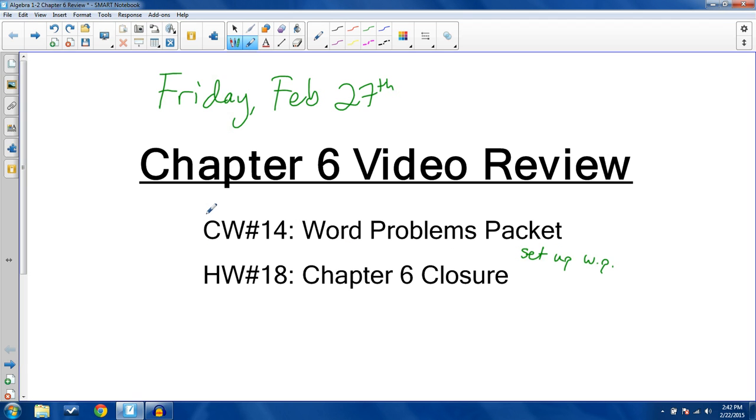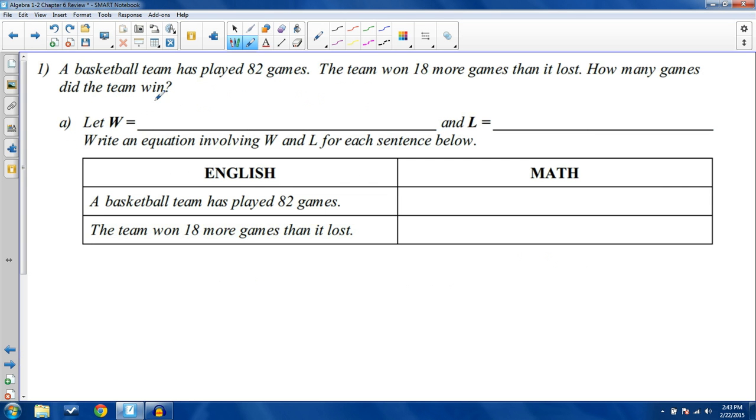But anyway, I'm going to do these first, numbers 1 through 6. And there was an example problem that was actually more difficult, so I'll do that at the end. And then homework number 18, Chapter 6 closure, I'll do all those. So let's see how time goes for me. Okay, let's start straight out.